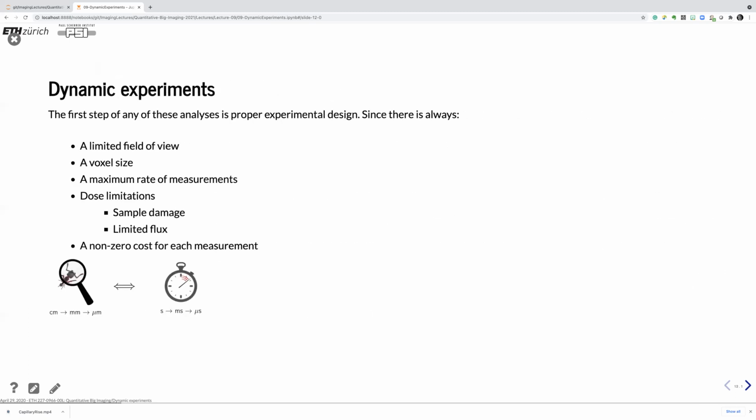When you do dynamic experiments, there are a lot of things you have to prepare first and plan already when you do the experiment. You may have a limited field of view. The voxel size will limit you. I will come to that a little bit later also. Also, the maximum rate of the measurements is something you may have to adjust. There is a limitation of what your system can acquire. Does that match what the process is actually requiring?